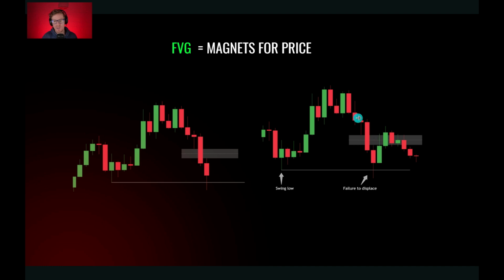You can see over here, price comes down to the swing low. We get the failure to displace. We get a reversal all the way up to the fair value gap. And then we can anticipate that at the fair value gap, that's where we're going to look for an entry.